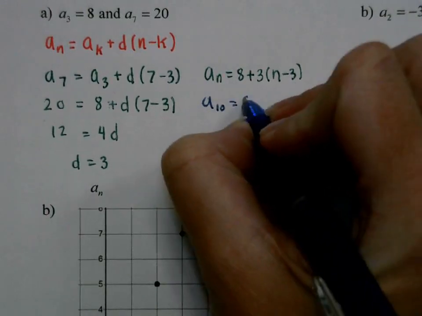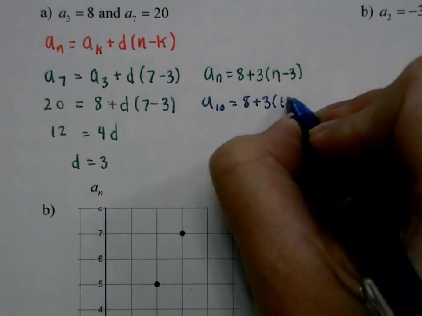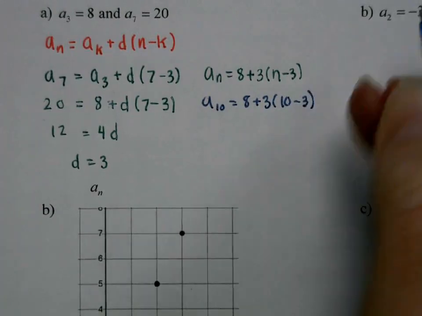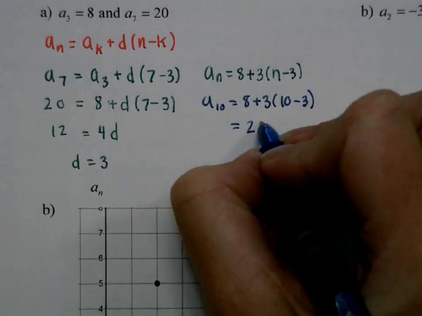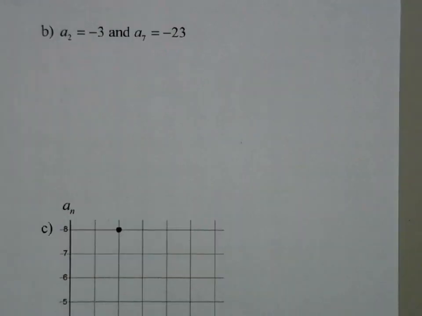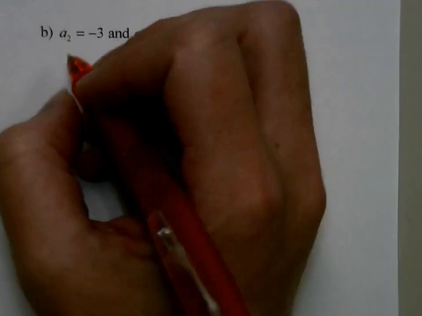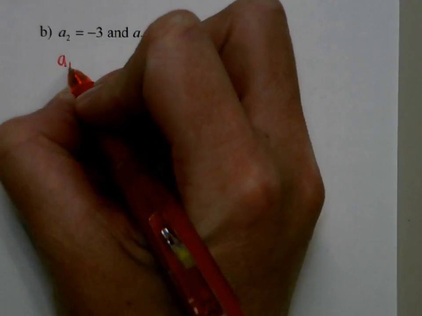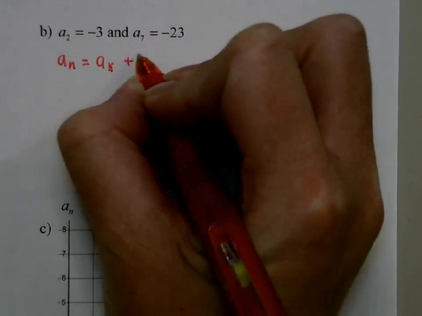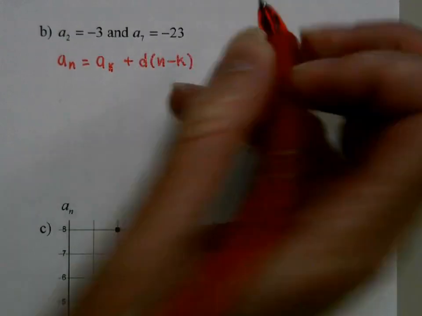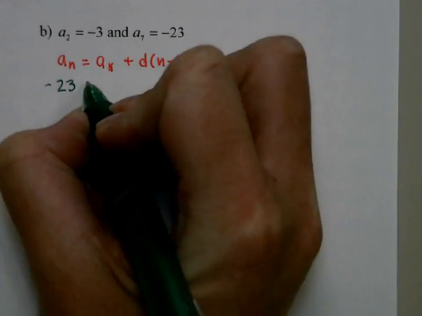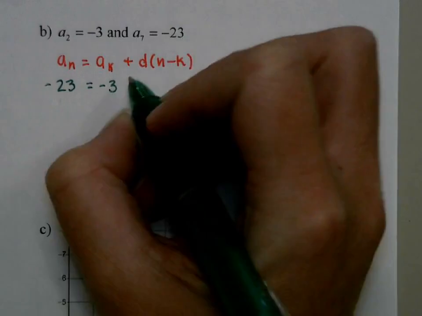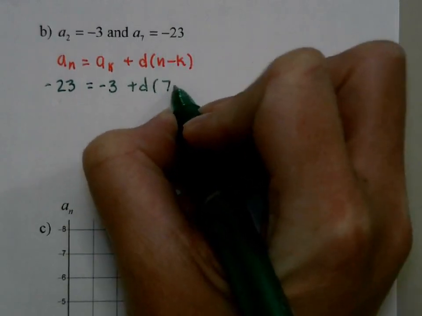So I'm just going to go ahead and plug in 10. Or you can distribute and simplify, that's fine too. So we'd get 21 plus 8 would be 29. Okay, same task, different values. So an equals ak plus d times n minus k. So I'll plug in negative 23 over here equals a2 is negative 3 plus d times 7 minus 2.